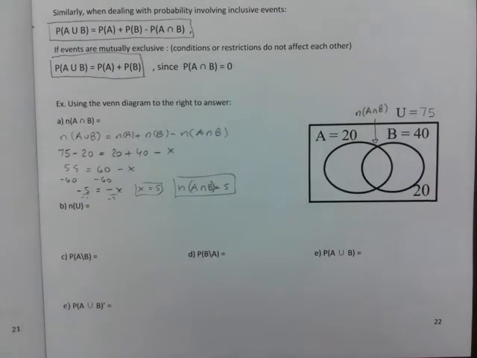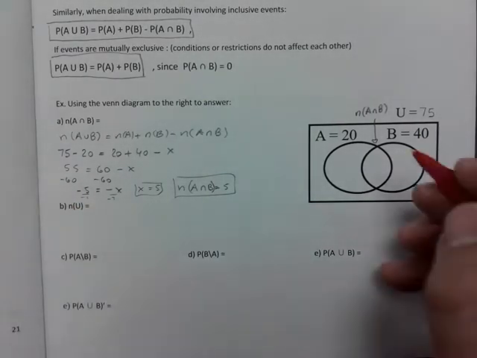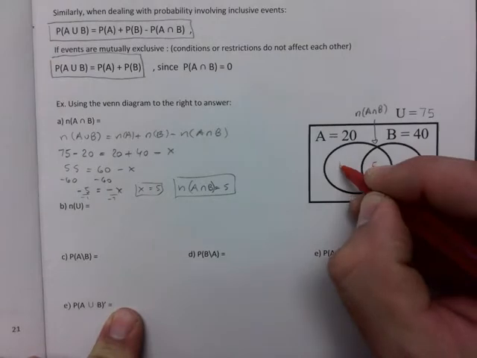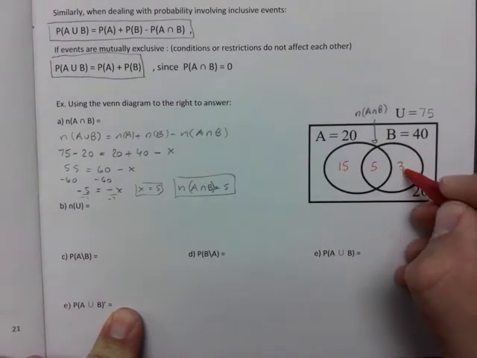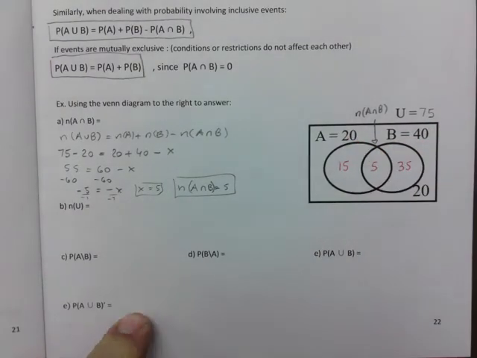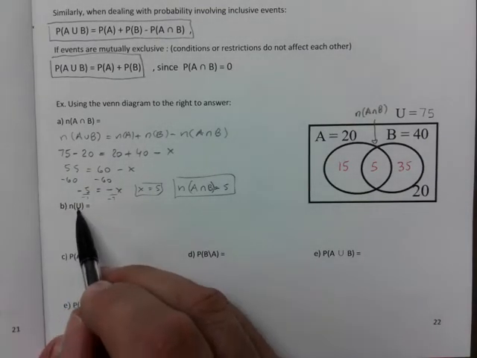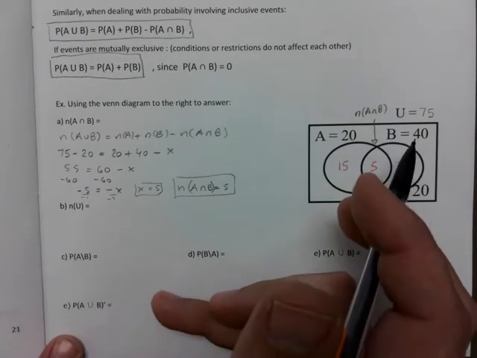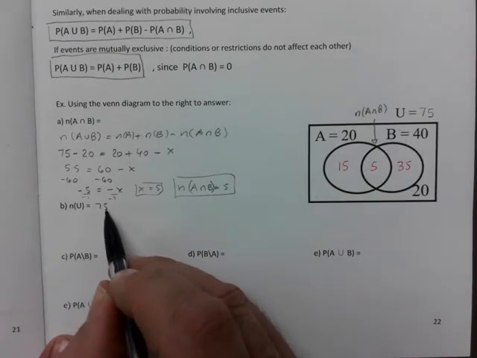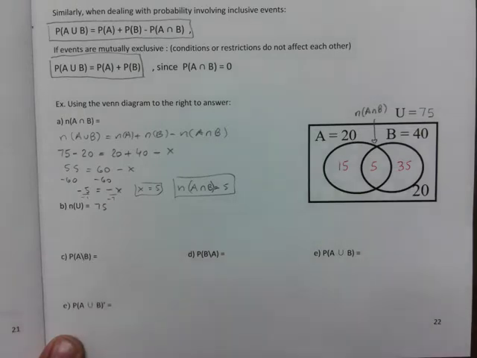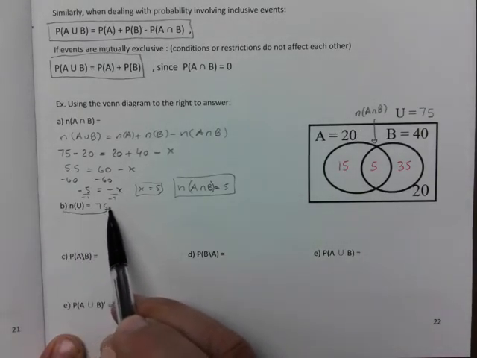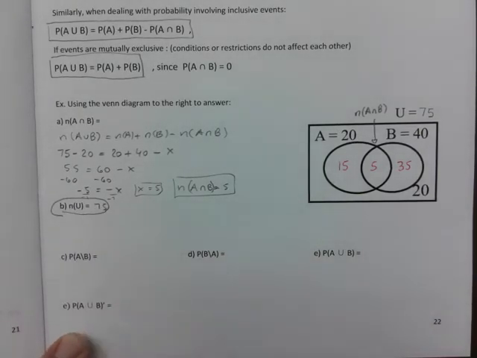So we can go ahead and fill in the Venn diagram now. Should not be a difficult task. This would be 15, this would be 35. We subtract from the set, and there we have it. And the number of elements in the universal set, we already have that, that's 75. No problems there. So why is N of U very important in chapter 5? Well, we need it to come up with probabilities.